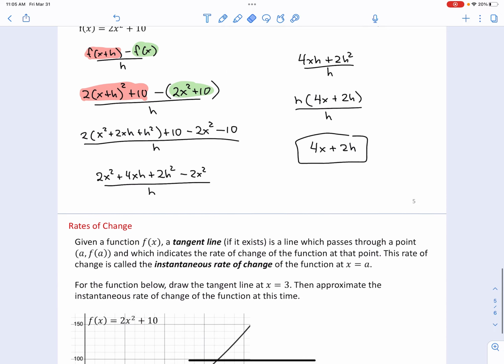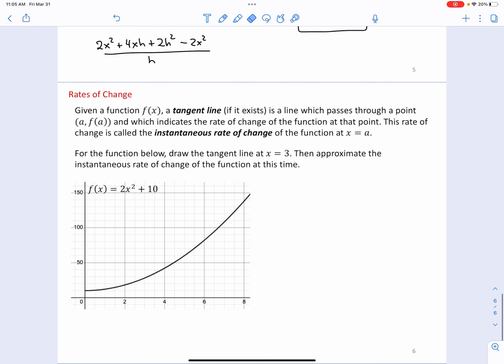Okay, let's go to the final page. Given a function f of x, a tangent line, if it exists, is a line which passes through a point a comma f of a and which indicates the rate of change of the function at that point. This rate of change is called the instantaneous rate of change of the function at x equals a. For the function below, draw the tangent line at x equals 3. Then approximate the instantaneous rate of change of the function at this time.